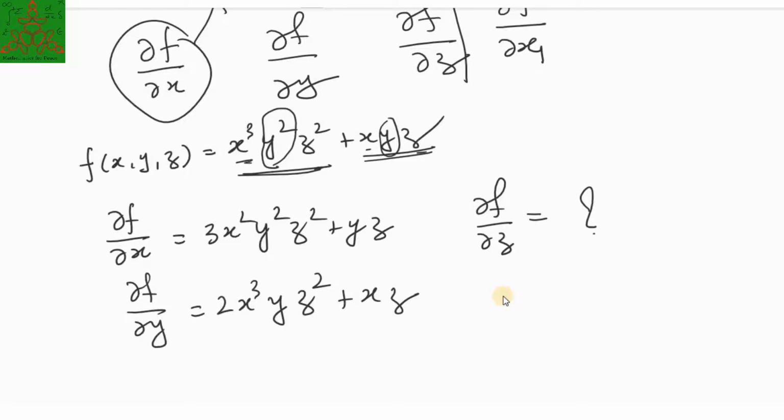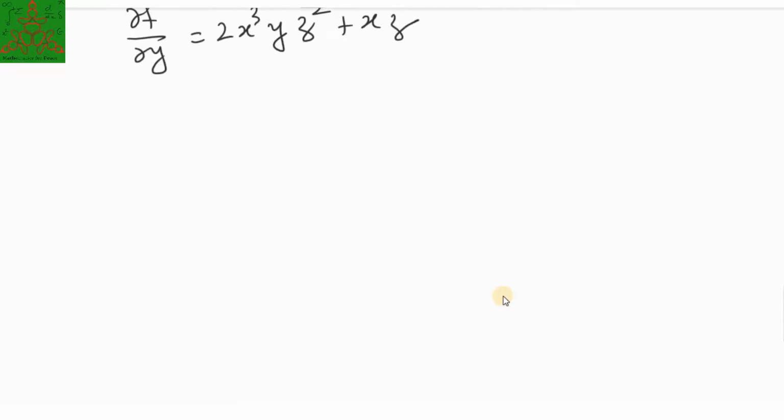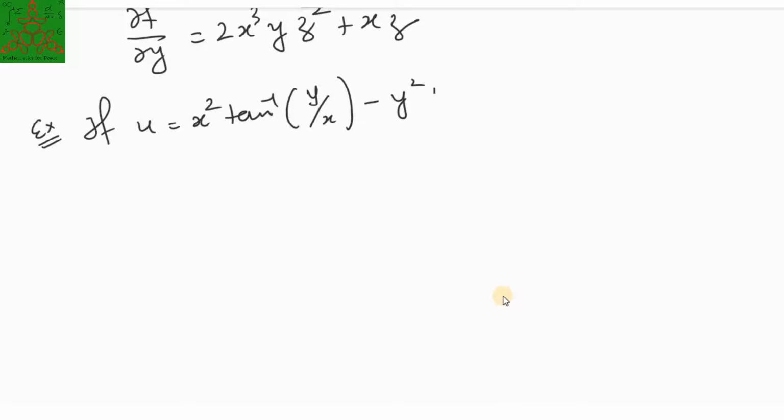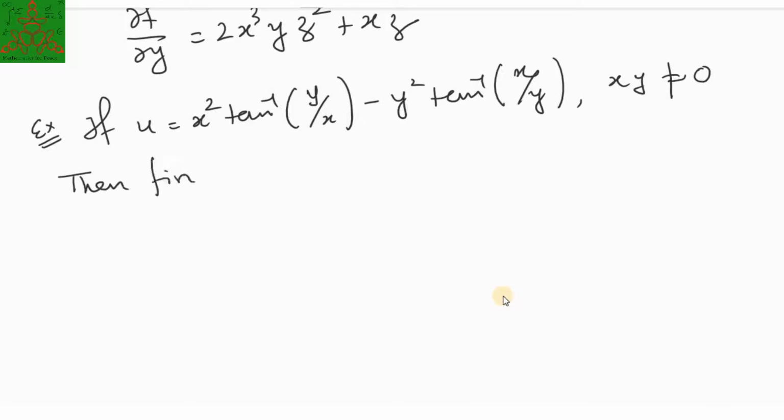With that note and with this idea, we are able to solve many examples. So let's start with the first example. If u equal to x square tan inverse of y by x minus y square tan inverse of x by y, if xy is not equal to 0, then find uxy and uyx.